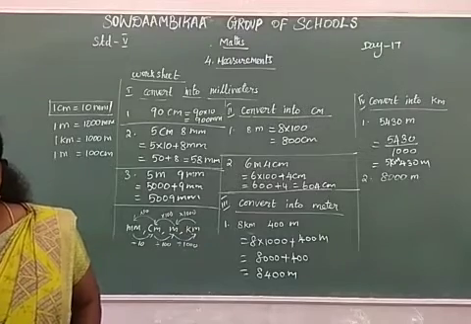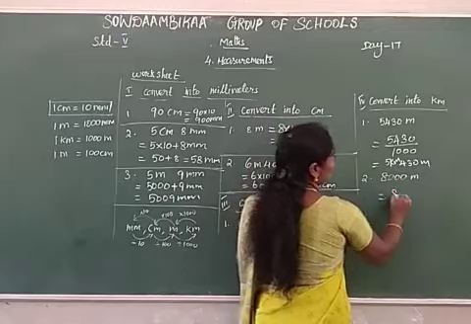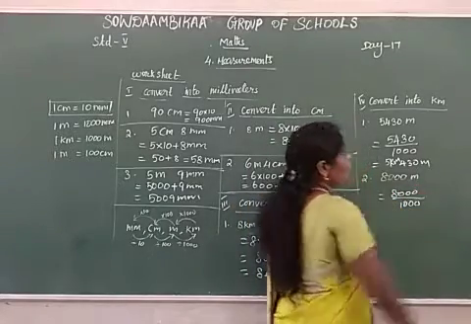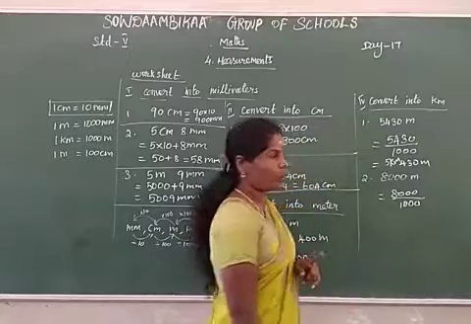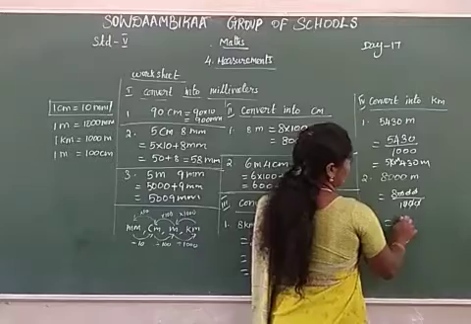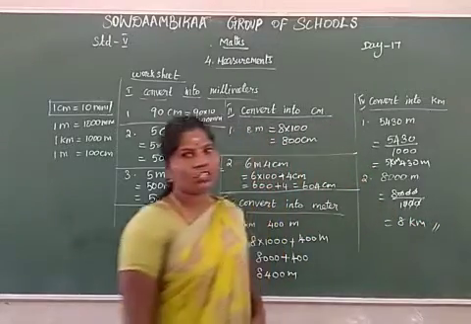Next, 8000 meter. That's 8000 divided by 1000, because 1000 meters is equal to 1 kilometer. The answer is 8 kilometer. Okay, the worksheet is over now.